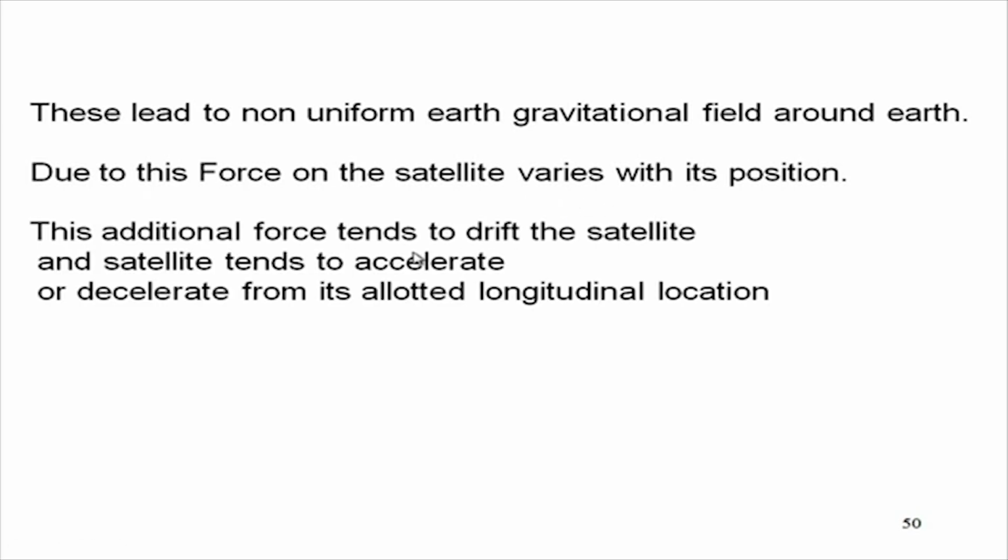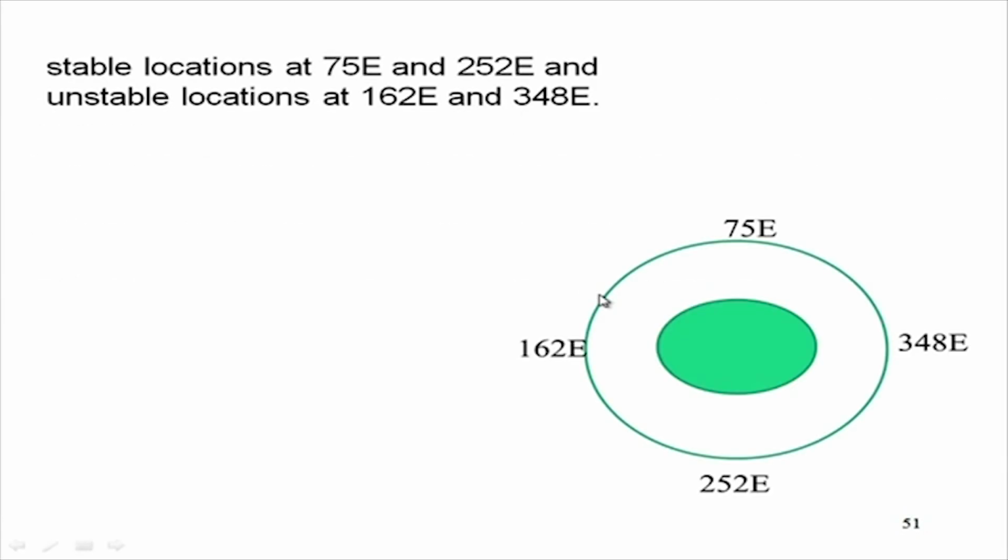So this additional force tends to drift the satellite from the intended location, and it will either accelerate or decelerate. It was found through a lot of experimentation and measurements that there are certain stable locations and certain unstable locations. The stable locations are 75 degrees east. Fortunately, India's center is almost on that same longitude. On the opposite side there is 252 degrees east, and the unstable positions are 162 degrees and 348 degrees east.